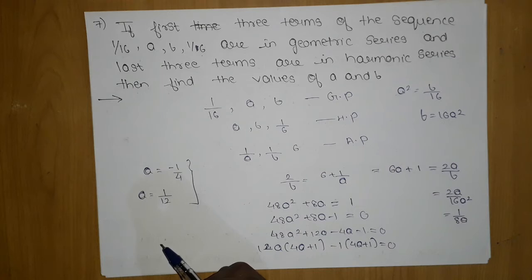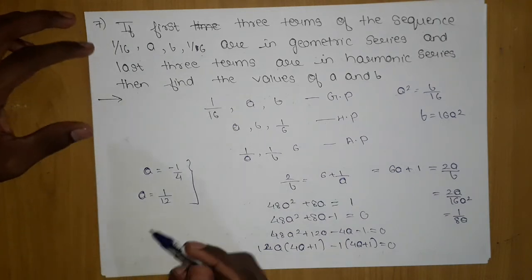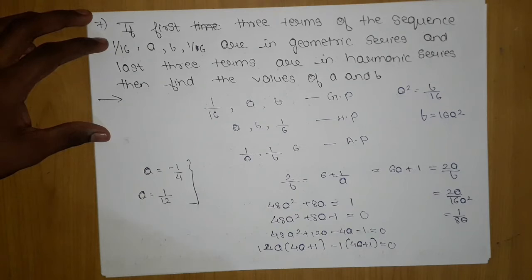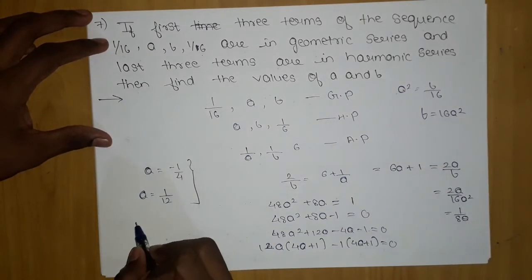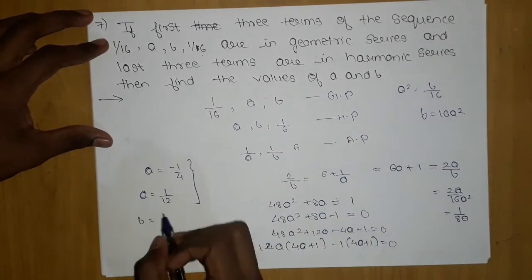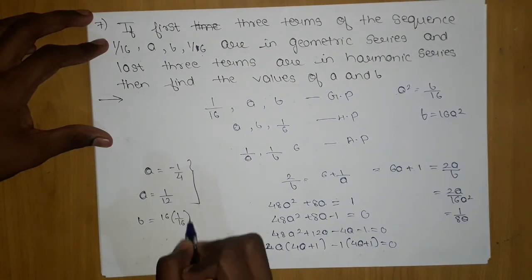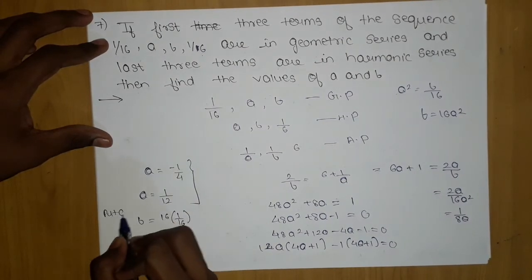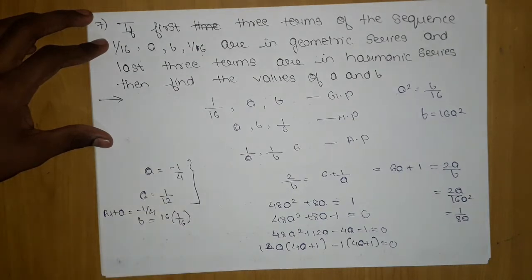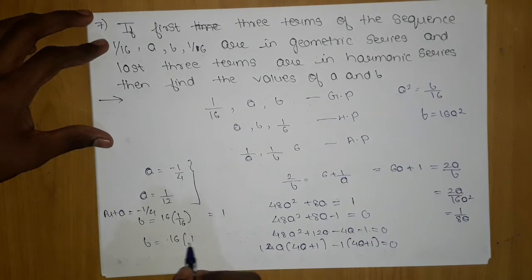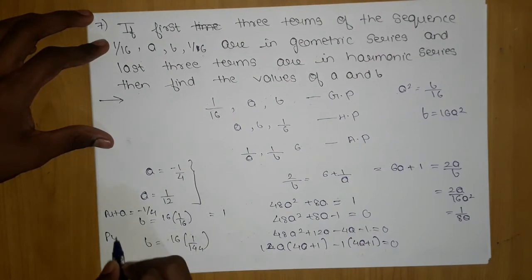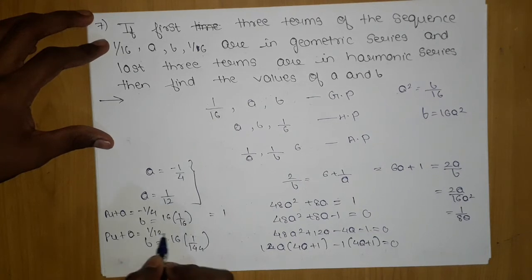Now further on, what they have told us is to find a. Now we have two a values, then similarly two b values will also be possible. We can get the b values from here. If I substitute here, 16 into 1 by 16, put a equals minus 1 by 4, then we have 1. While if I put a equals 1 by 12, I have 16 into 1 by 144, I get 1 by 9. So 1 by 9 is my b.